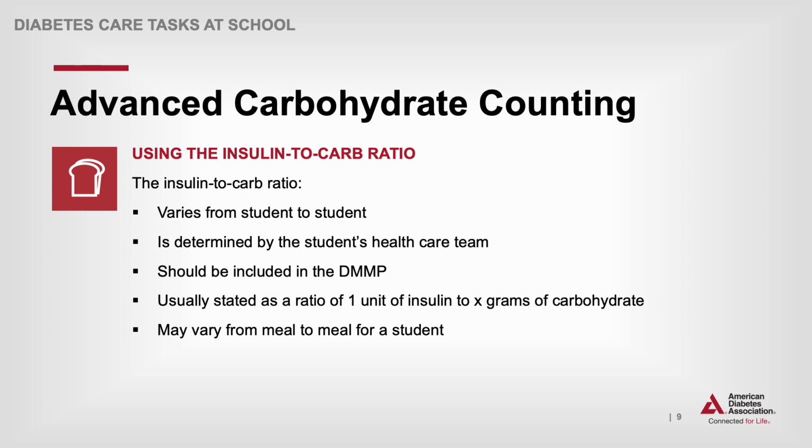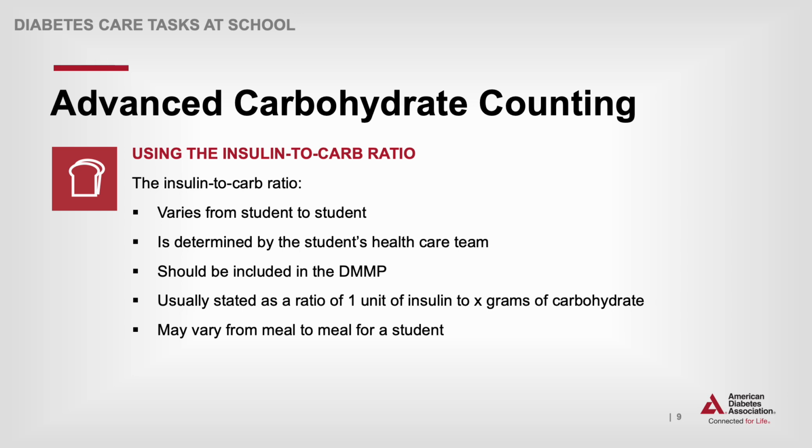The insulin to carb ratio should be included in the DMMP. The insulin to carb ratio is usually stated as a ratio of 1 unit of insulin to X grams of carbohydrate. It also may vary from meal to meal and snack to snack.